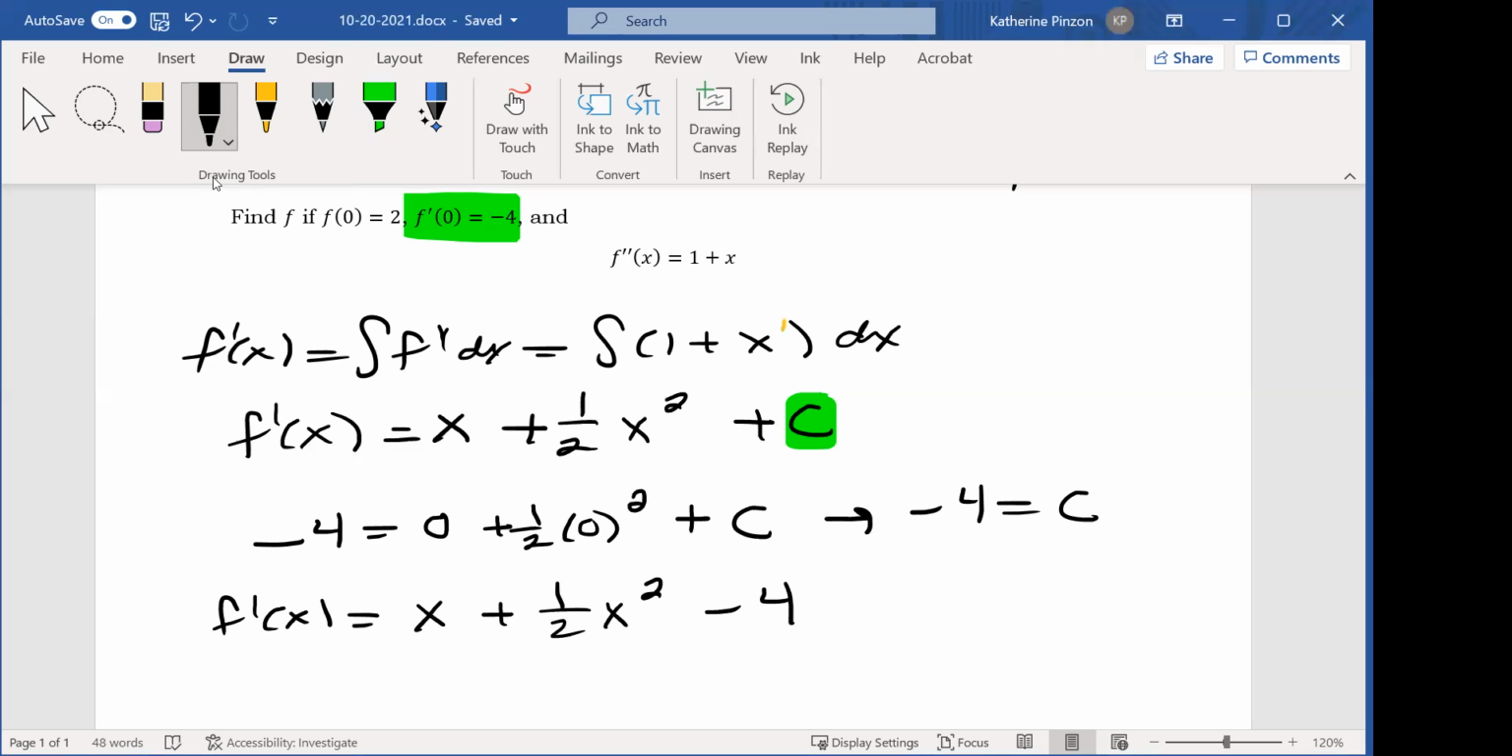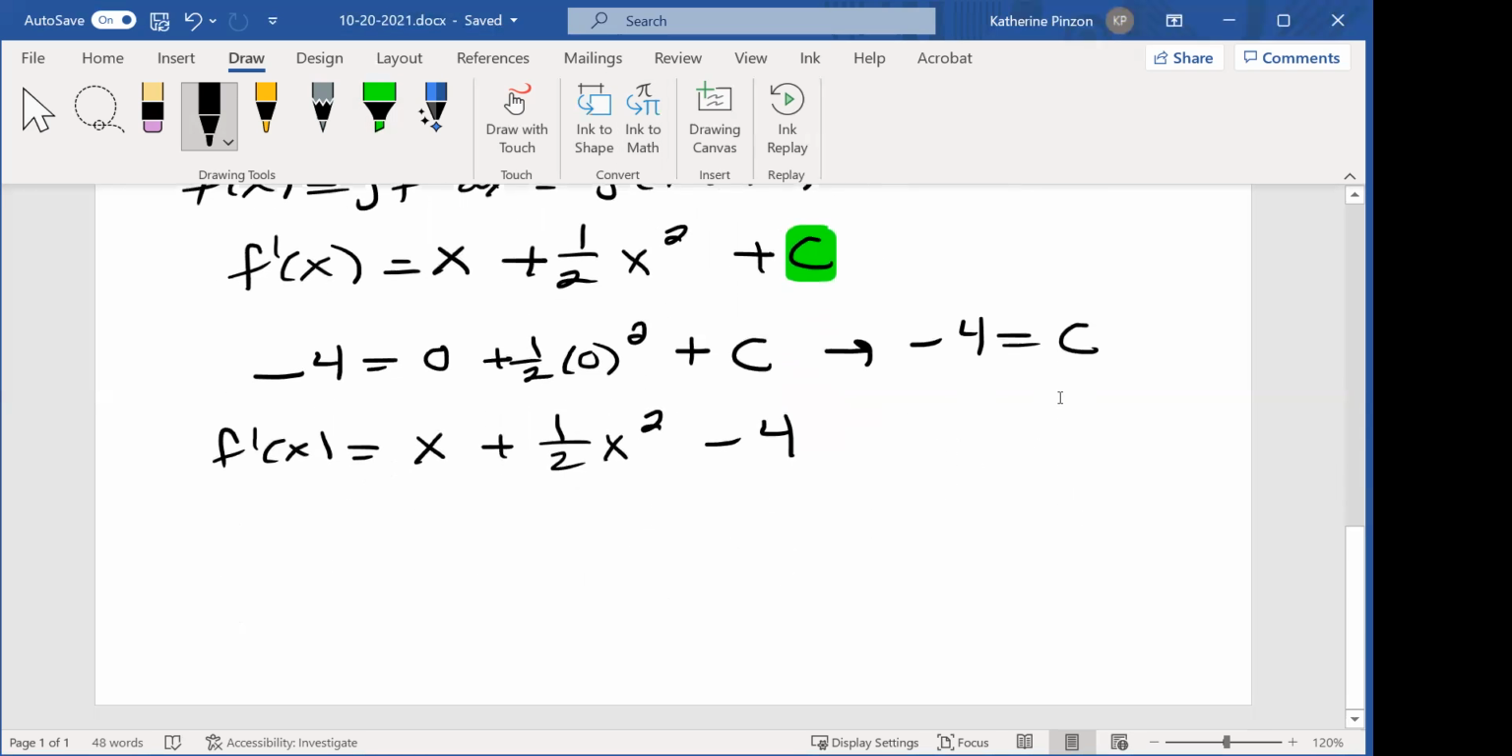Am I done? No, because I need the function, right? So how do I get to the function? Do it all over. Same exact process, all over again. Find the antiderivative, because remember, I'm at the derivative. I want to get back to the original function. So I'm going to do the antiderivative and use my information to find out what that c is going to be. It's important that you add c at each step and don't try to wait until the very end to find your c.